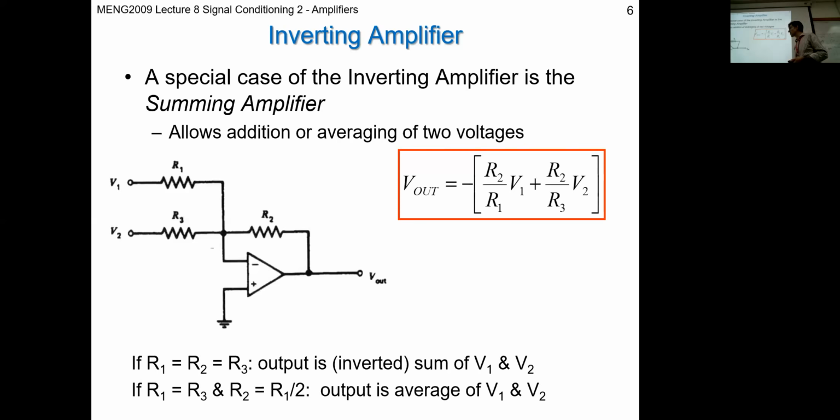Alternatively, if R1 equals R3, if we have the same input resistances on the two input sides, and R2 is half of those, right? Then that's how you get the average of V1 and V2. So you can do different things to manipulate your input voltages, get different kinds of outputs.